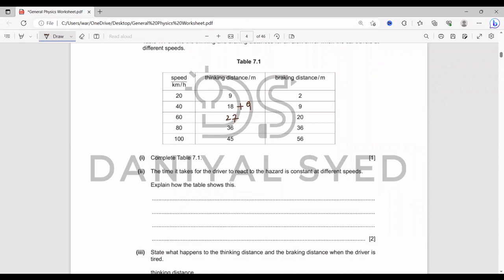Now, the time it takes for the driver to react to the hazard is constant at different speed. Explain how the table shows this. The examiner mentions the time it takes for the driver to react to the hazard is constant at different speed. So when the driver is moving with different speeds, the time it takes to react to the hazard is constant. So how does the table show this?